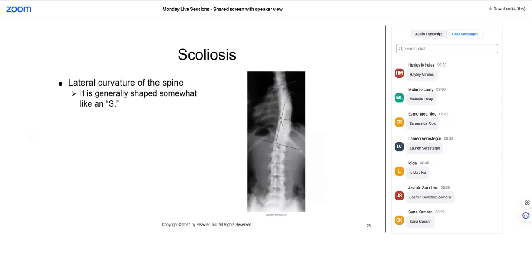And scoliosis here. That's not a fracture anymore, sorry. Moving on to scoliosis, which is your lateral curvature of the spine. That's the difference between kyphosis, lordosis, all those things. Scoliosis, that curve is lateral. Okay, so it's shaped like an S.